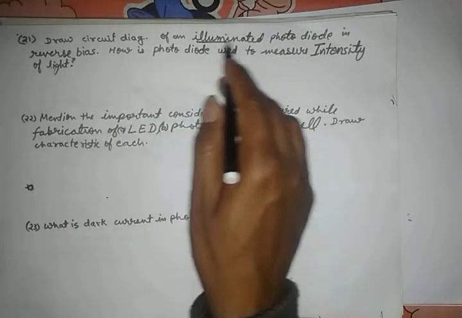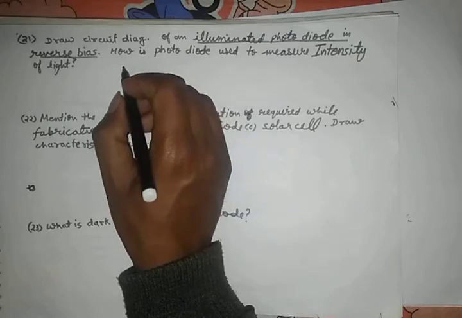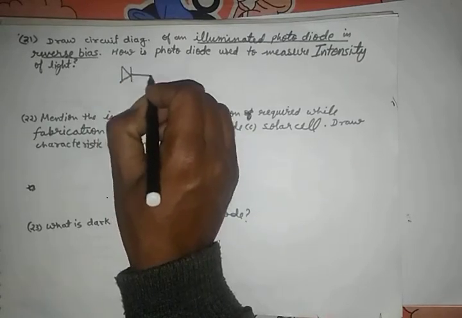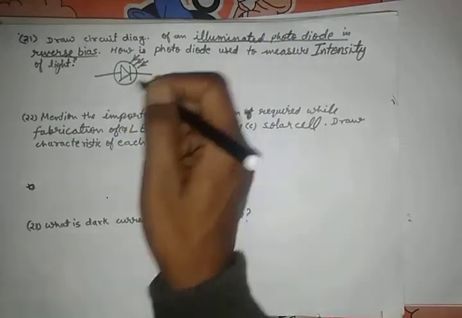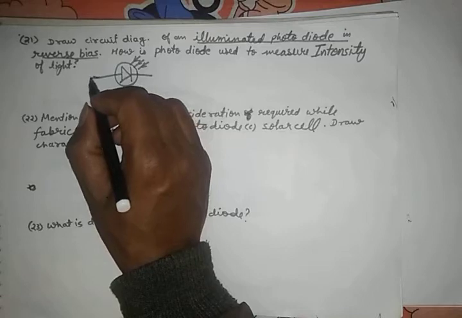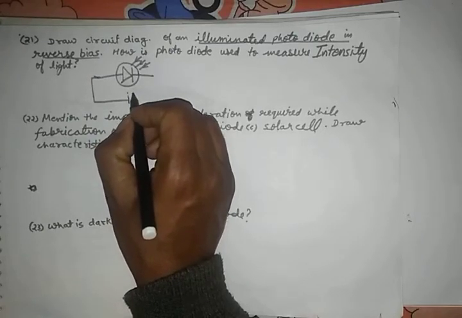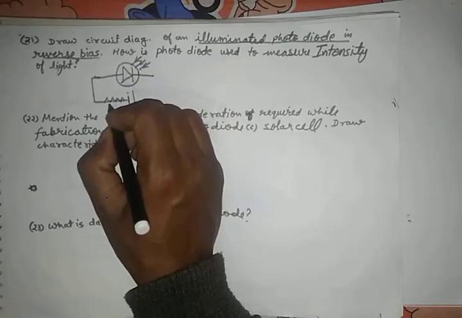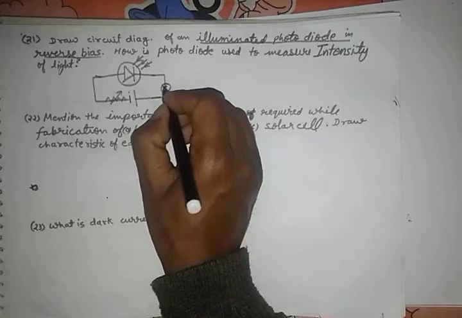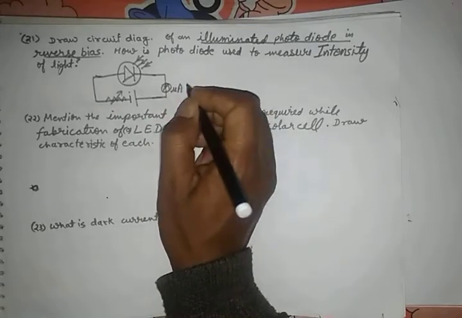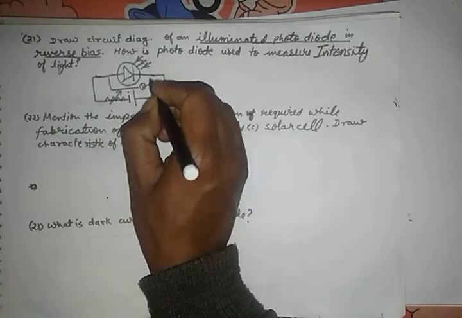Draw a circuit diagram for an illuminated photodiode in reverse bias. There's no use connecting an illuminated photodiode in forward bias, so it is always connected in reverse bias. You can connect it in forward bias, but there's no use for that. You can apply some rheostat here, and this is the circuit for that. We will measure current by using a microammeter, and the potential difference can also be measured. So this is V.